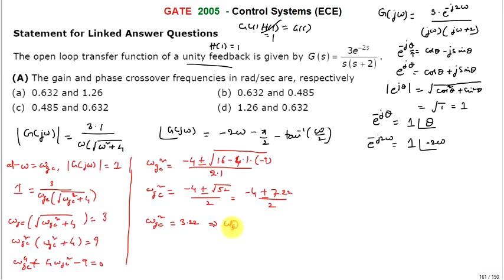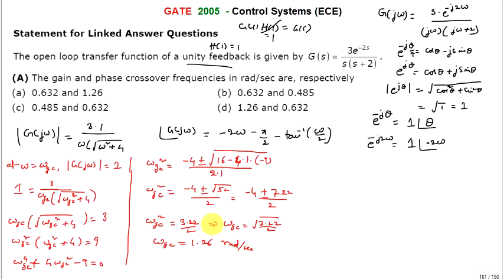So take the square root, omega gc is equal to square root of 3.22, that means gain crossover frequency is equal to 3.22 divided by 2, square root, so you are going to get it as 1.26. Omega gc square is 1.606 and square root of 1.606 is 1.26. Gain crossover frequency is 1.26 radians per second.